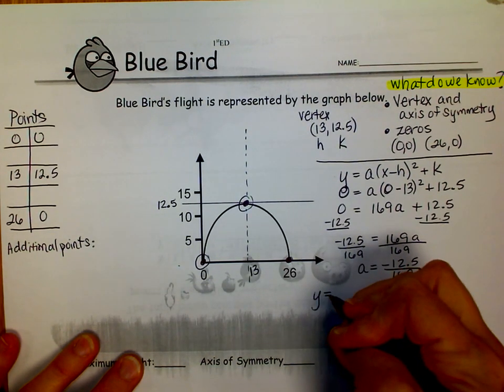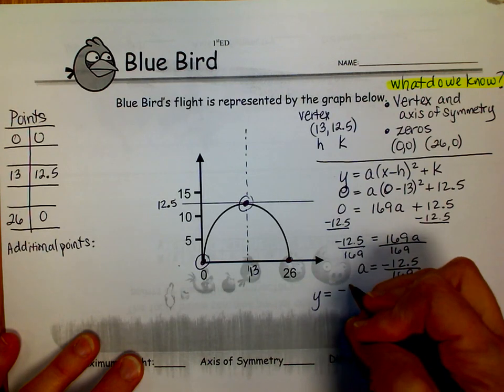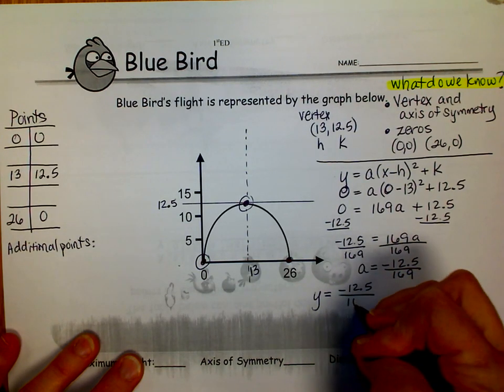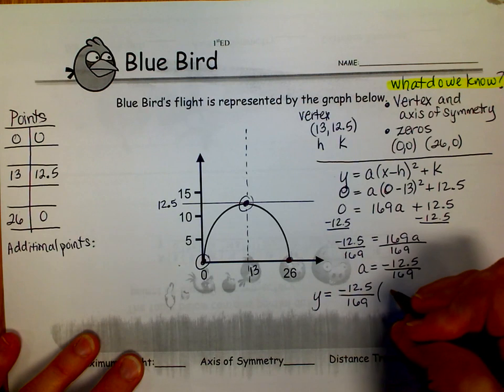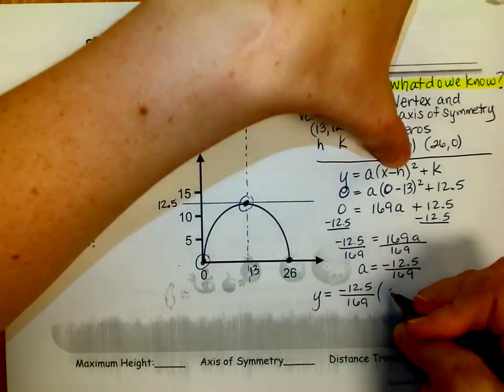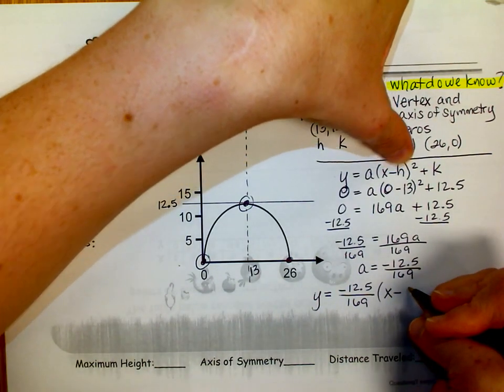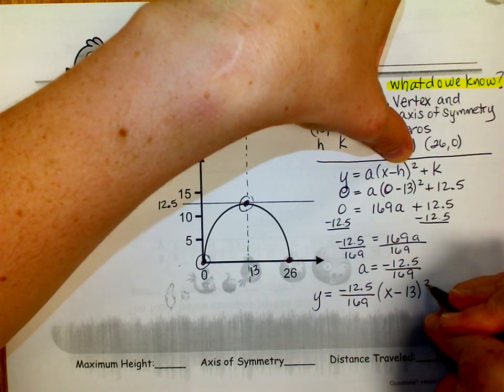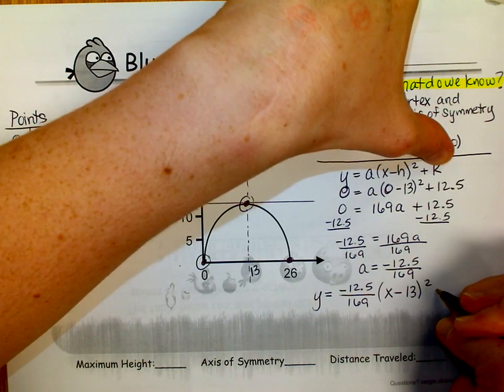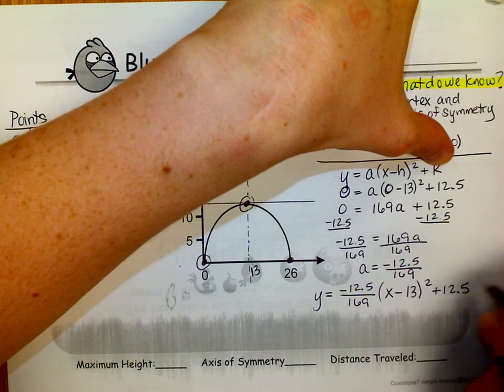So let's take that and plug it back in. The equation that we're going to be working with right here is actually negative 12.5 over 169 times, and again, go back to your vertex form, we have x minus h. Our h value is 13, and our k value is 12.5. So we're just going to plug that all back in.